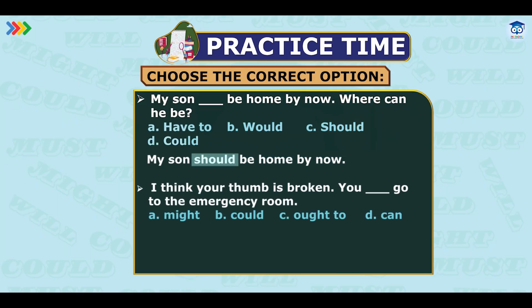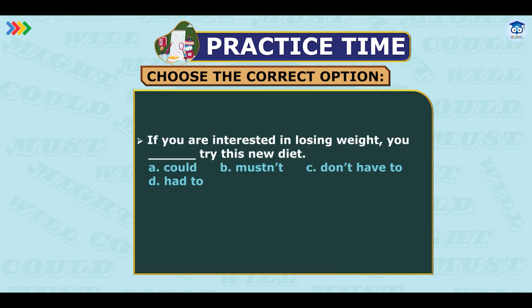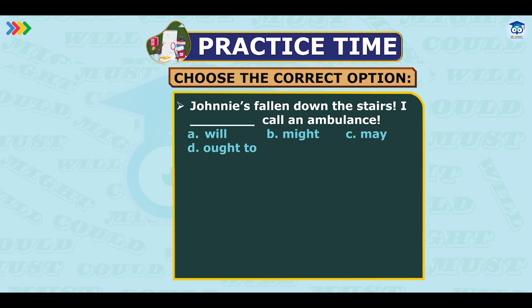Next, I think your thumb is broken. You blank go to the emergency room. This is strong advice, so we say ought to. You ought to go to the emergency room. Last one here. If you are interested in losing weight, you blank try this new diet. This is a suggestion or a possibility, so could fits best. You could try this new diet. Let's see this one. Johnny's fallen down the stairs. I blank call an ambulance. Urgent action needs will. I will call an ambulance.